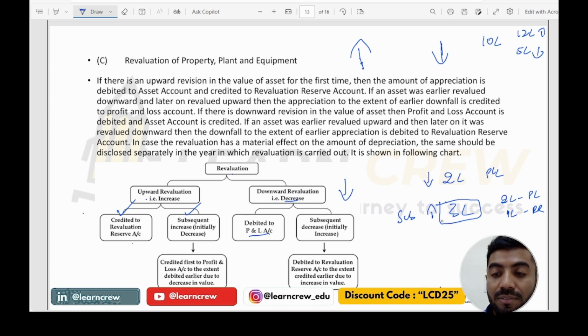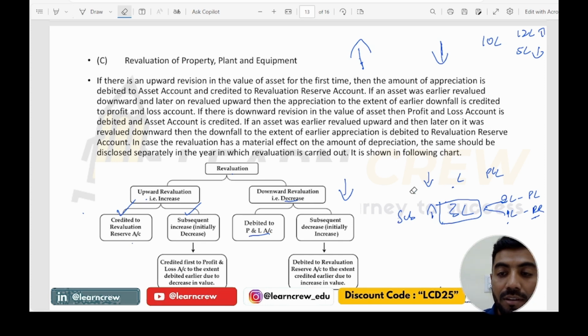So whatever the increase of 3 lakh is there, this is for subsequent increase. You need to take it into 2 categories. 2 lakh will be charged to P&L because initially it was a decrease, so that is why. Then the remaining balance, what is it? That should be credited to revaluation reserve account.